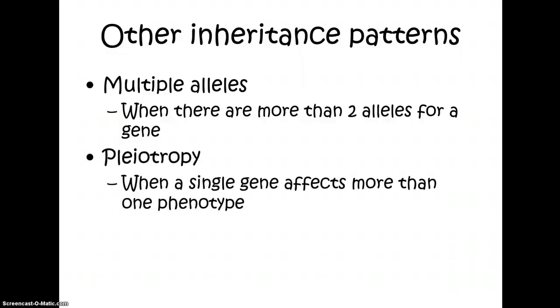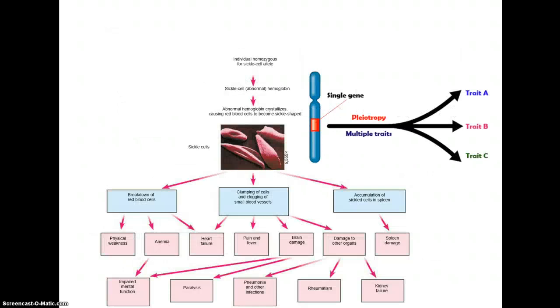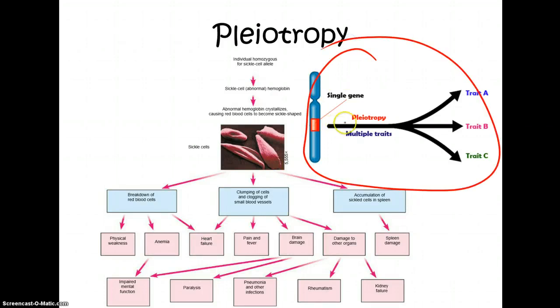Okay, then there's also pleiotropy. Pleiotropy is when one single gene affects many different phenotypes. And then there's polygenic inheritance. Polygenic is when there are multiple genes that affect one phenotype, so it's kind of the opposite of pleiotropy. Okay, so here's an example of pleiotropy. Pay attention here. You've got this single gene that is going to code for several different traits. One example of this is sickle cell.